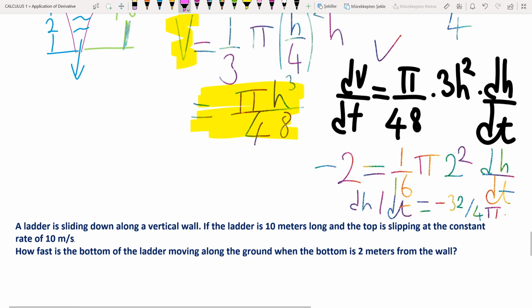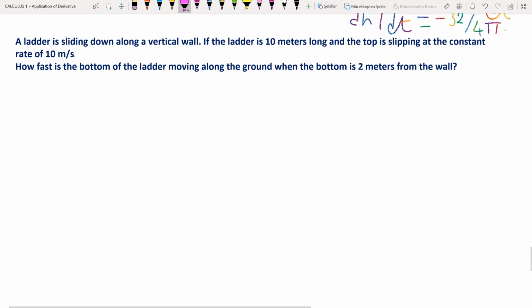Let's look at example 2. A ladder is sliding down along a vertical wall. If the ladder is 10 meters long and the top is slipping at the constant rate of 10 meters per second, the question is: how fast is the bottom of the ladder moving along the ground when the bottom is 10 meters from the wall?